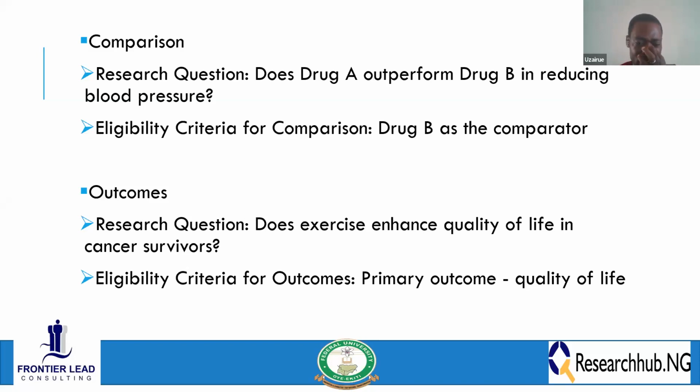Now, the eligibility criteria for such an outcome will be: the primary outcome will be quality of life for cancer patients that undergo exercises as compared to those that do not, as the case may be. So for this eligibility criteria, even though the individuals undergo exercises, if it is not in respect to quality of life, it's not eligible. The quality of life has to be the primary outcome that you are looking at. If that's not the case, then such an article will not be eligible.